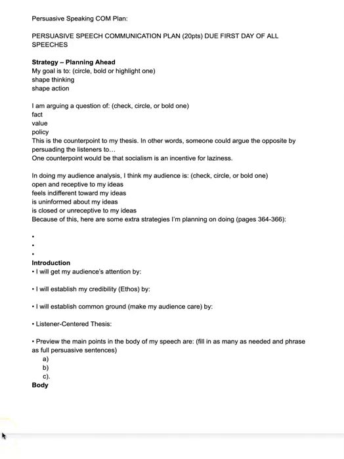Right, folks, this is the review of the Persuasive Speaking COM plan. I do want you to fill everything out that you see in this box. What is your goal? Is it to shape thinking or is it to shape action?